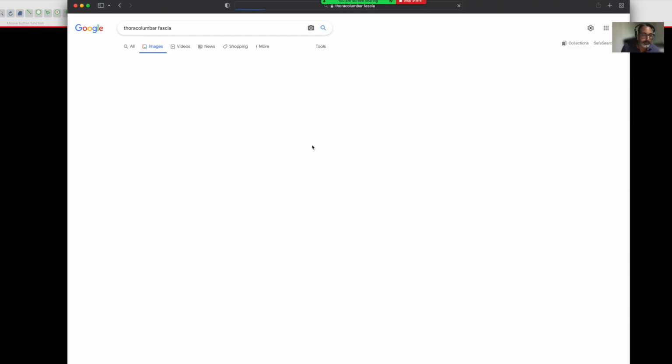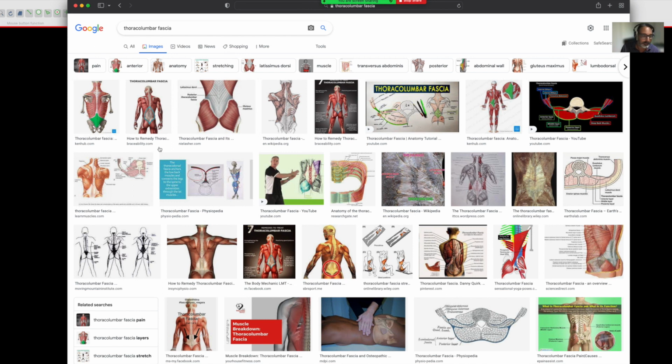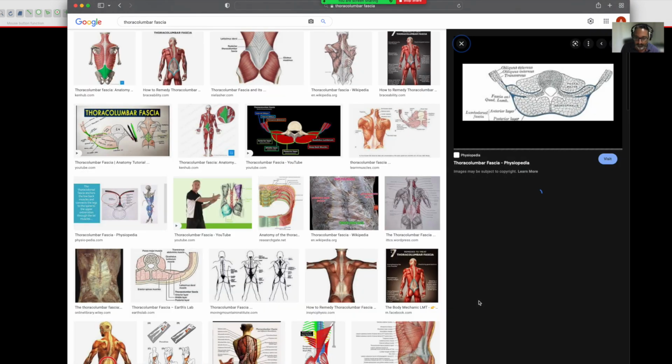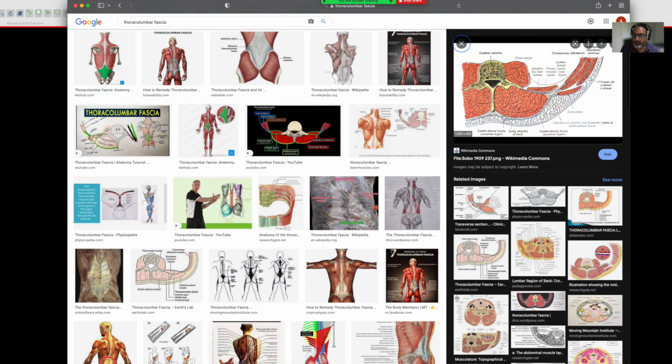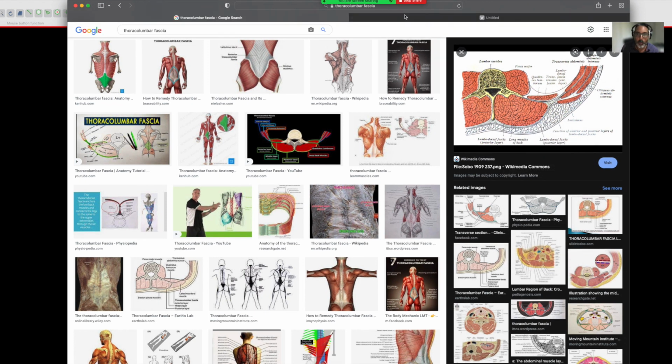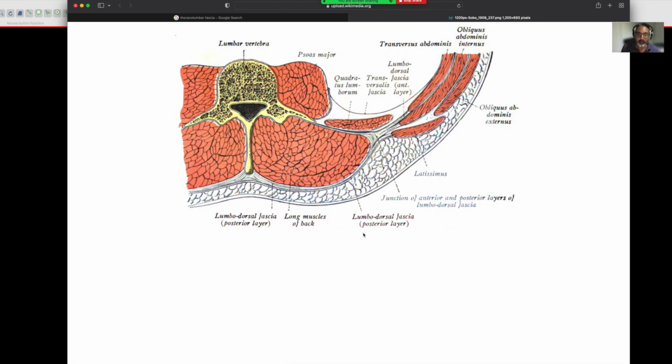All right. So that's where it is, but where's the cross section? There's a cross section. That's a very small image. Yeah, so that's a good one. So here it says long muscles of the back. It doesn't actually tell you which muscles there are. But here's the fascia, latissimus dorsi, and that's the posterior layer of the fascia. That is the middle layer of the fascia, and then there's an anterior layer that covers this area.